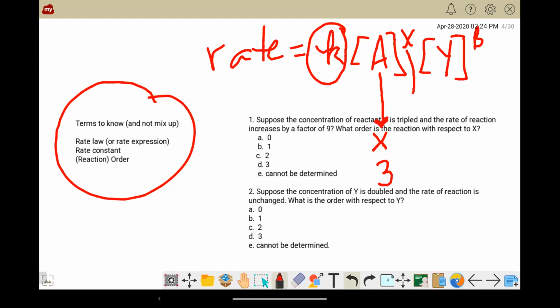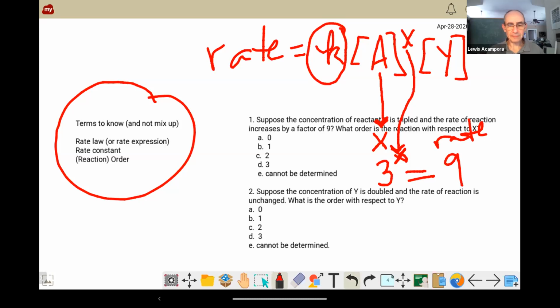And we want to know what exponent is causing that reaction rate to change. And that's going to be equal to our rate increases by a factor of 9. So 3 raised to what power equals 9 is how we get 2 in that case. If the reaction is going to be first order, then the exponent is 1, and any number raised to 1 is itself. So whatever factor you change the concentration by, you change the rate by the same factor.